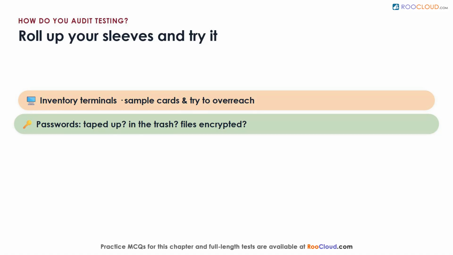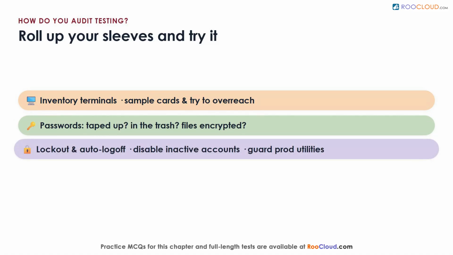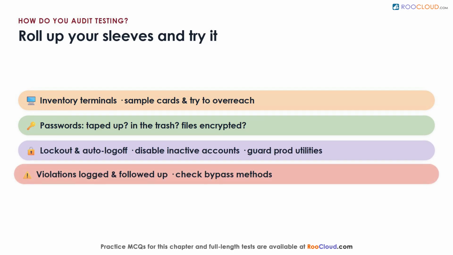Confirm inactive logon accounts get disabled. Guard the powerful production utilities tightly. Test that access violations are logged and reported. And check that someone actually follows up on them. Finally, look at the ways security can be bypassed: special maintenance accounts, system exits, and label bypass. Make sure every such use is logged and investigated.